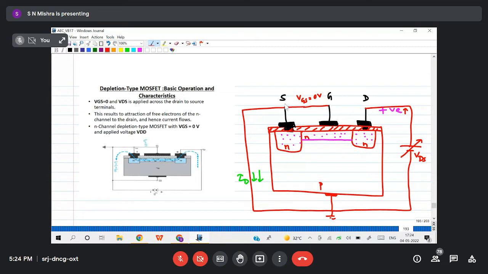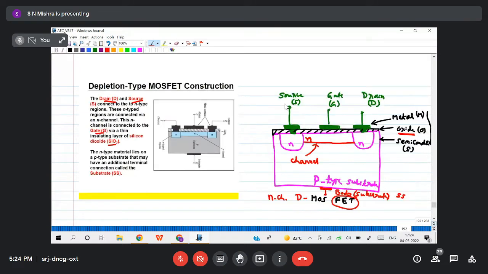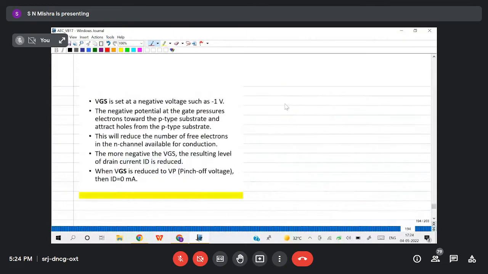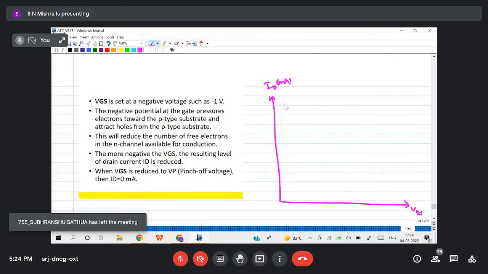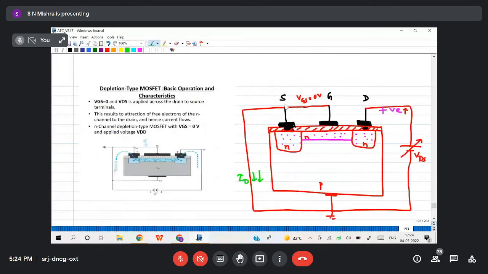So if I plot the graph between VDS versus ID, then when VDS is 0, current is 0. Now as I increase the VDS, the current will increase linearly. Okay? Yes or no? Now this is happening. Now tell me, are you able to see any PN junction here?